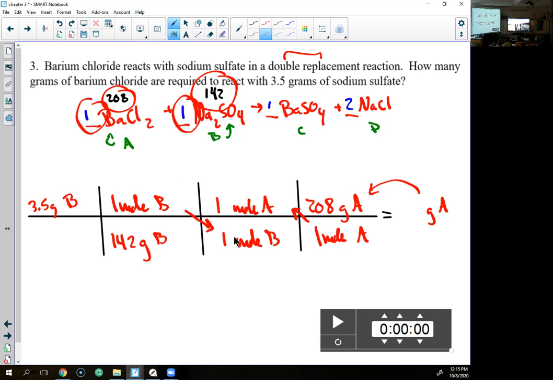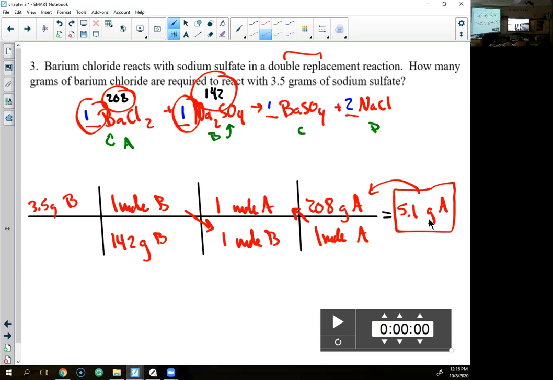They are not always 1s. 2 examples in a row that were. We can still be friends, I believe. So now, math-wise, I take 3.5, times it by 208, and divide the answer by 142. And I get 5.1 grams of A.